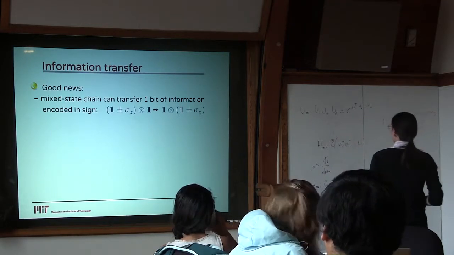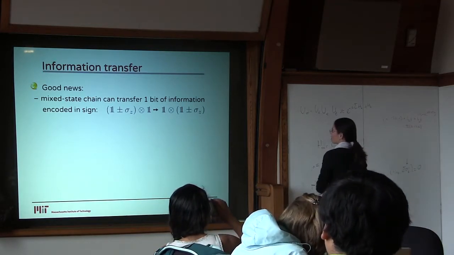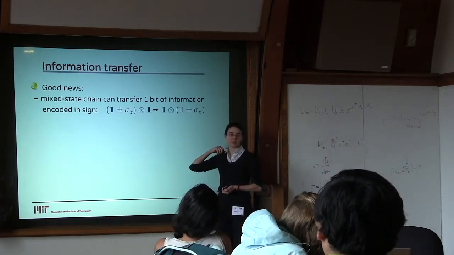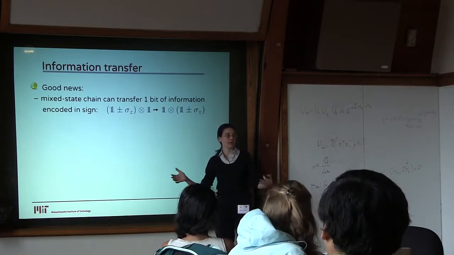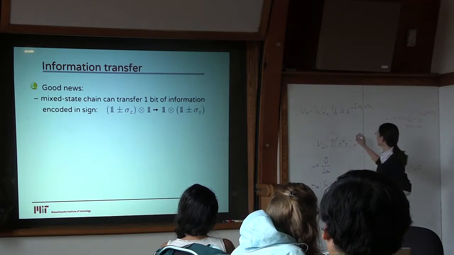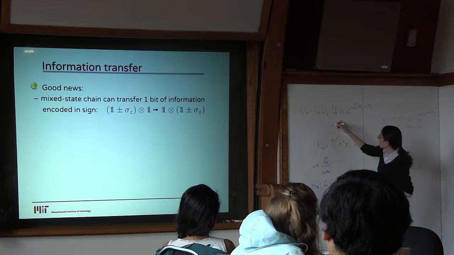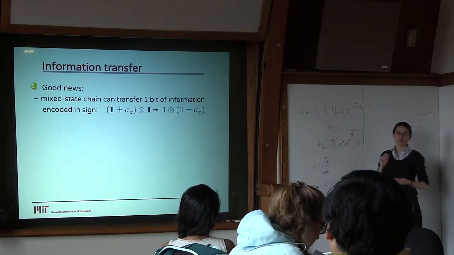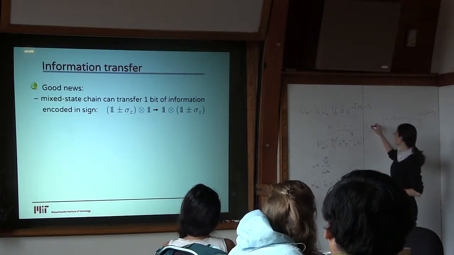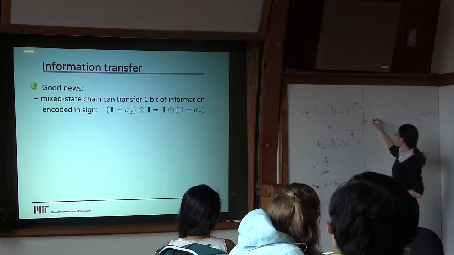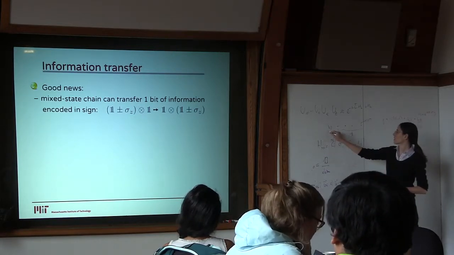Yes. So there is some good news. If I just use this mixed state chain, I can of course transfer one bit of information. So let's say that I prepare everything in this completely mixed state, identity, and then I prepare my first spin, let's say in the zero state, this polarized state, and then I can transfer this information into my last spin here. At the end of the day, this will become zero. And I can also transfer a state which is 1.